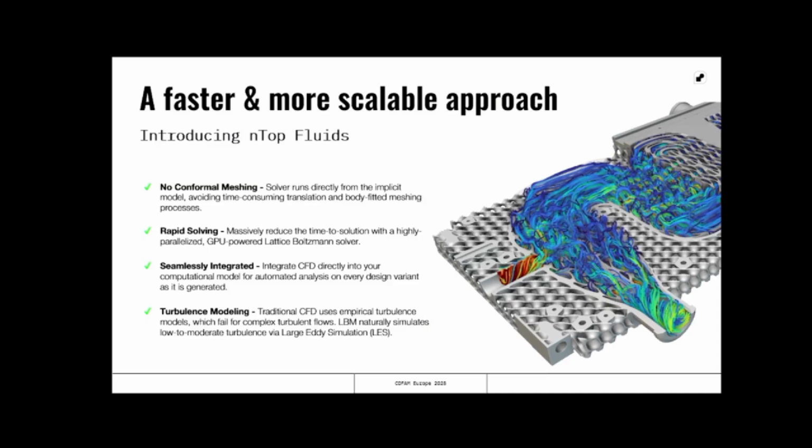And one core driver in this is the Lattice-Boltzmann method. It gets away from meshing. We use very simple voxel meshes that can be derived directly from nTop implicit files. High performance GPU power and seamlessly integrated. And also we use large eddy simulations as a turbulence modeling scheme, which is very robust and very generic. So we don't have to adapt to certain flow phenomena.